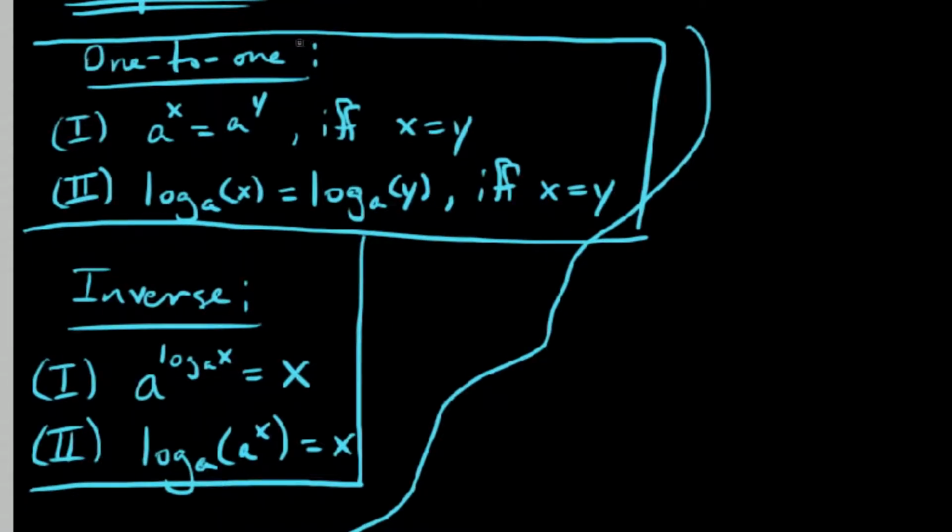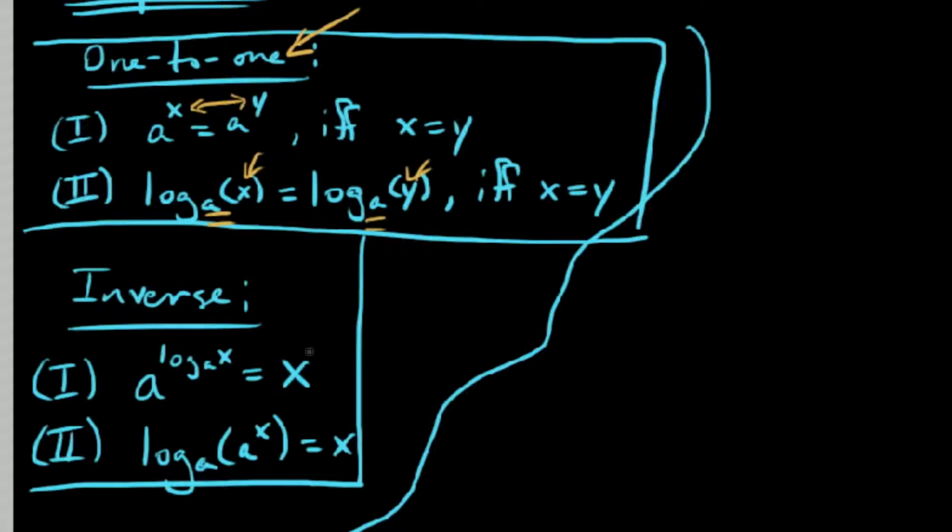Starting with one-to-one. One-to-one is a very, very convenient property, but it basically says this. Look, if you have two bases that are the same and they're equal, then their exponents are also the same. That is, if a to the x equals a to the y, well then x has to be the same thing as y. So that's true if and only if x equals y, and likewise with a logarithmic expression, if you have two logs, notice here that they have the same bases. If they are equal, then the argument on each one is also the same thing, so x equals y.